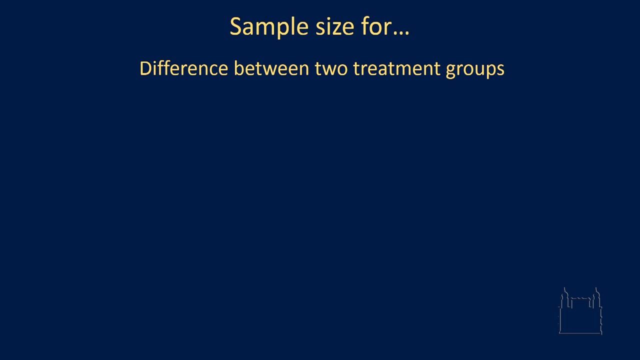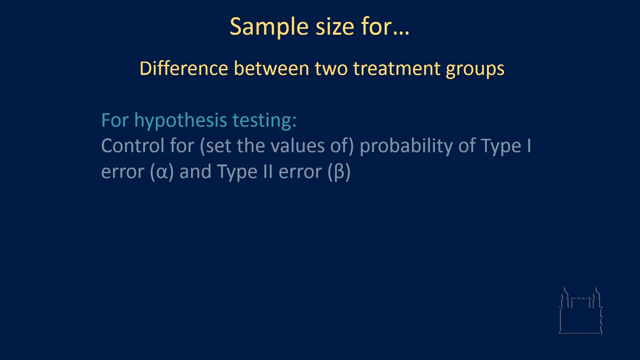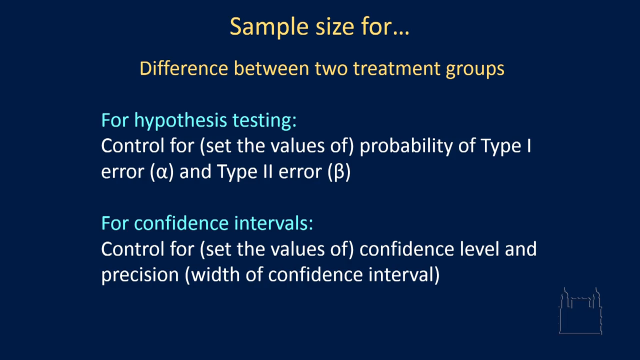Now, yesterday we heard about confidence intervals, two confidence intervals versus the confidence interval of the difference. So this is about the difference between two treatment groups. For hypothesis testing, you are controlling the probability of type 1 error and type 2 error. That's the alpha and the beta that we heard yesterday. But for confidence intervals, you want to set up front the confidence level and the precision. How tight, what's the width of your confidence interval? You say, I want a confidence interval that's this small, and that gives you the sample size.